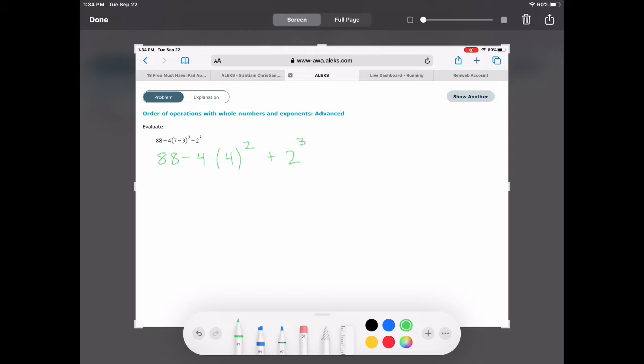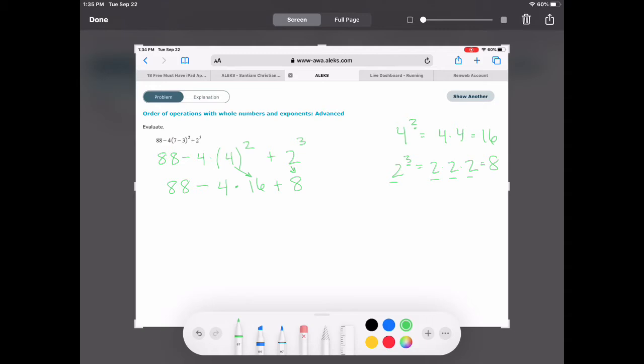This is times, right? And so I need to do my exponent. 88 minus 4 times 4 squared, remember, is 4 times 4. The 2 means multiply 4 2 times. That's 16. That became 16. Plus 2 to the third is 2 times 2 times 2, which is 8. And that exponent means how many times you are going to multiply that same number by itself. Okay, we got rid of the exponents.